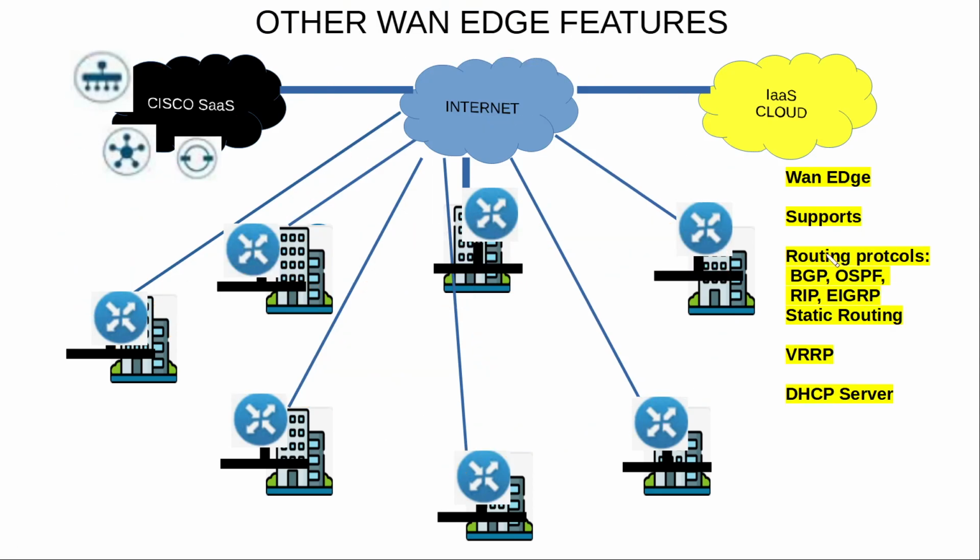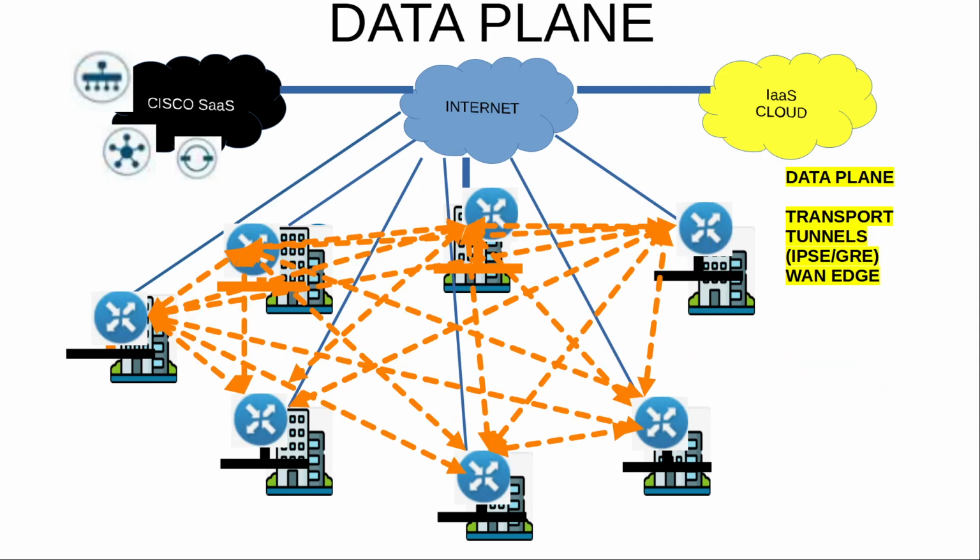The vEdges have several features when connecting to a local area network. They can establish a routing protocol adjacency with other routers that are connected to the local area network using BGP, OSPF, RIP, or EIGRP. They can establish static routing as well. And if you have more than one edge device connected to the local area network, you can configure VRRP, and these devices can also be the DHCP servers for that local area network.